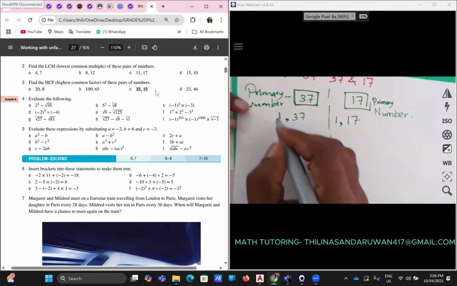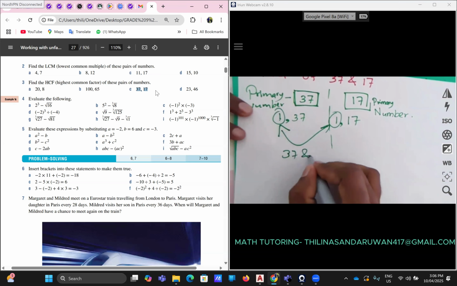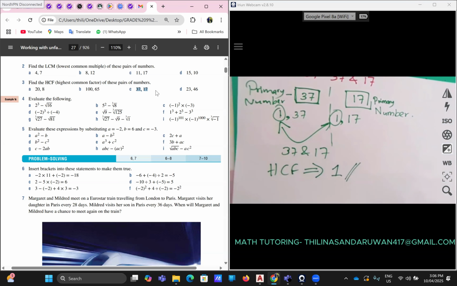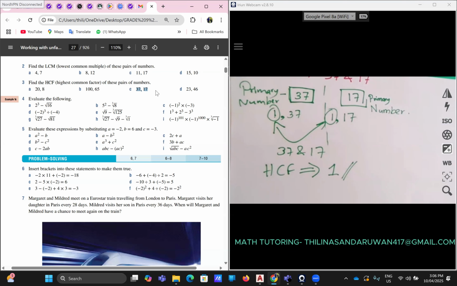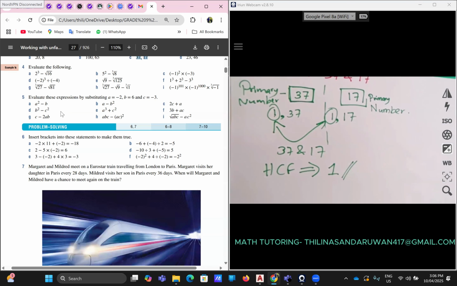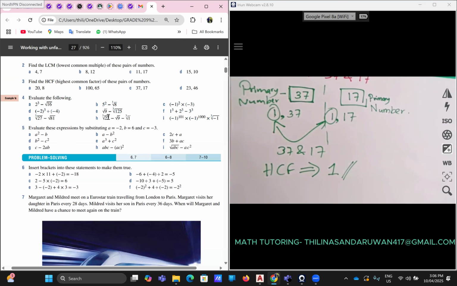So what is the common factor? Only 1, right? This is the only common factor for 37 and 17. So the highest common factor is also number 1, right? There are no other similar factors for 37 and 17. Only 1 is the similar factor. So that is why the HCF of 37 and 17 is 1, right? It's easy. All right. Then I will do one of these as well.